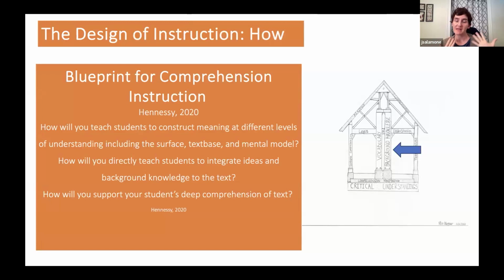Thinking about and keeping present in my mind as I'm planning: how will I teach students to construct meaning at the different levels of understanding? I want to include the surface, the text-based, and the mental model, right? I want to move them along those different levels of understanding. How are you going to teach students to integrate ideas and background knowledge into the text? And then how will you support your students' deep comprehension of text?